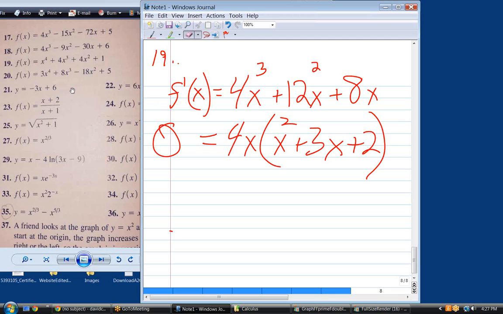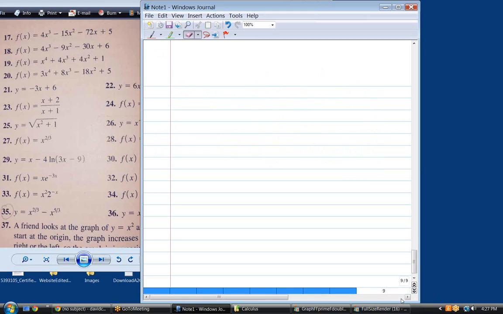21. How would you do 21? That's a good question. That one I don't know how to do. Well, what's y prime? Negative 3. The original function, is it increasing or decreasing? It is decreasing. Everywhere. Because y prime is always negative.